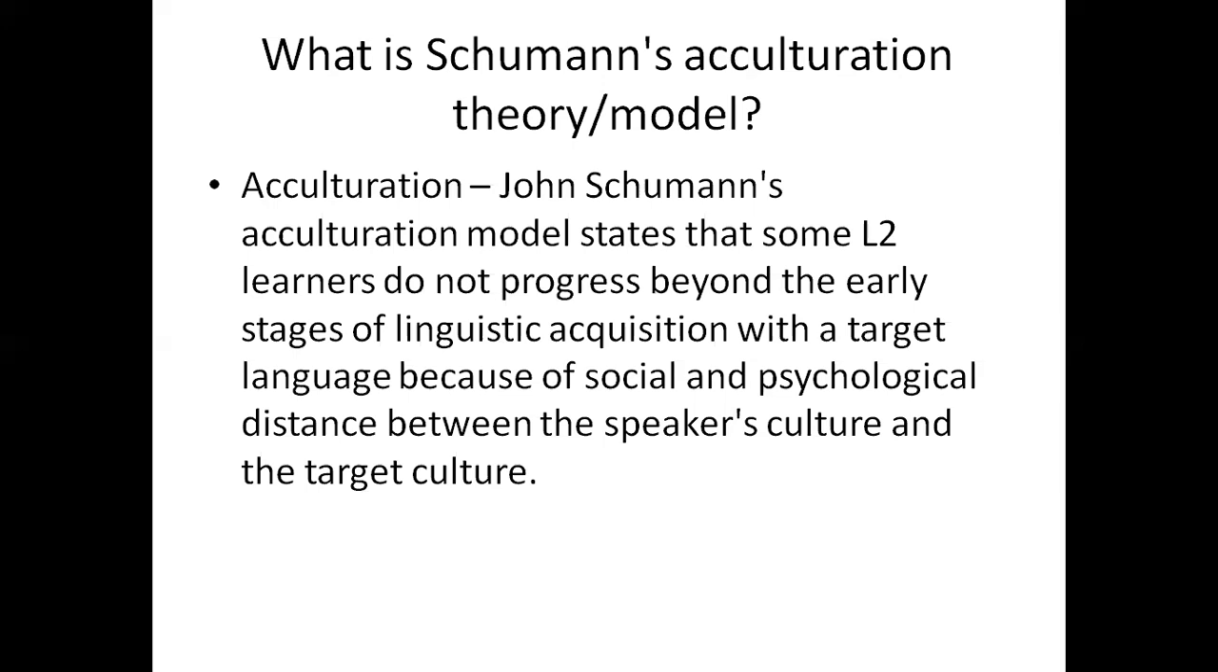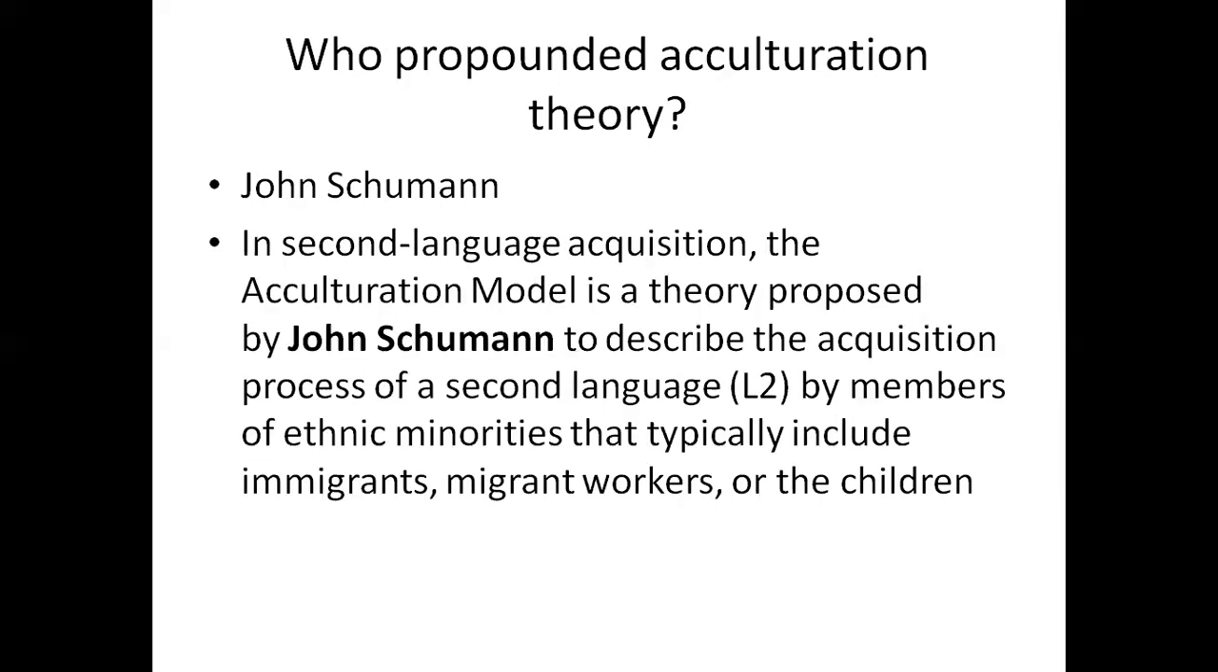So if anybody doesn't like the European or Asian culture, or the target language culture, it will create a difference between the L2 learner's culture and the target language culture. For this difference, it will create a barrier, a gap, that is the social and psychological distance. So cultural distancing will create psychological and social distance. If it is so, the second language learning will not be effective, according to John Schumann. That is John Schumann's theory of acculturation.